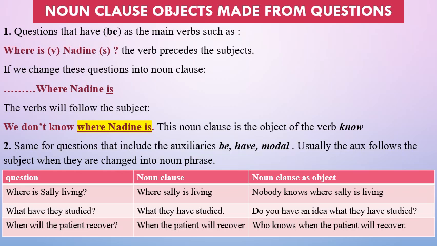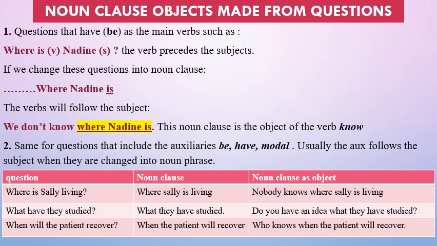Second case, if the sentence has auxiliaries يعني الفعل المساعد, and this auxiliary here, be, is an auxiliary, it is not a main verb. Differently, pay attention for this case.